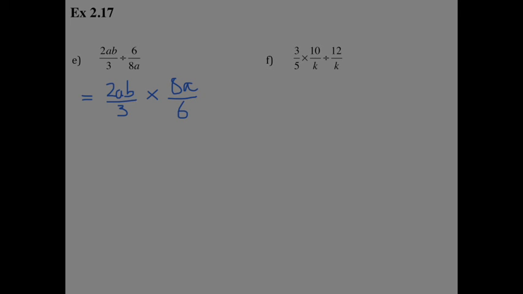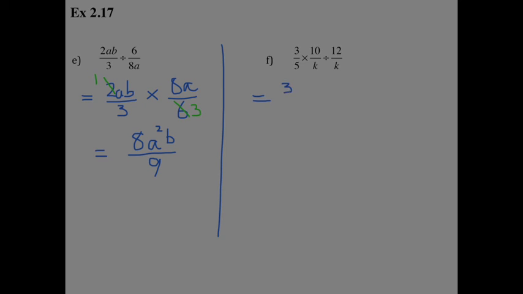When I look at that, okay, 2 goes into itself once, 2 goes into 6 3 times. Nothing else cancels. So you end up with, on the top, an ab times an 8a, so you'll get 8a squared b. On the bottom you've got a 3 times 3, which is 9, and there's our final answer for that one.